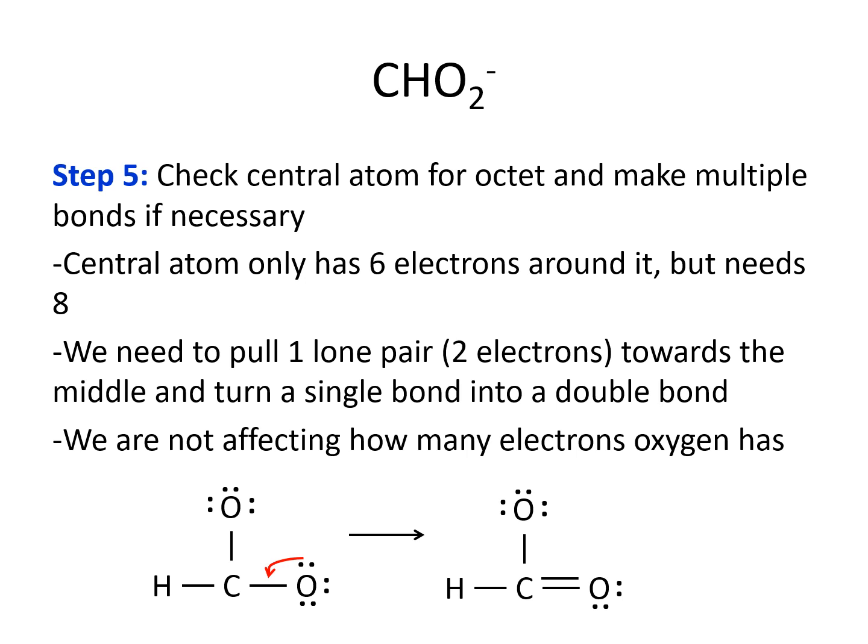Step 5. Check the central atom for an octet and make double or triple bonds if necessary. Carbon currently only has 6 electrons around it. We are going to have to make one of the oxygens share 2 more electrons with the carbon so that all atoms can have a full octet. We push the electrons from the lone pair into making another line in the bond between carbon and oxygen. That gives us a double bond. The oxygen had 8 electrons around it before, and it still has 8 electrons around it. We haven't hurt the oxygen, but now the carbon has a full octet, which it needs.